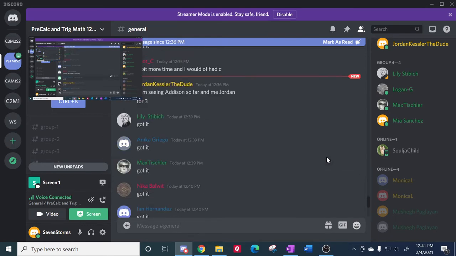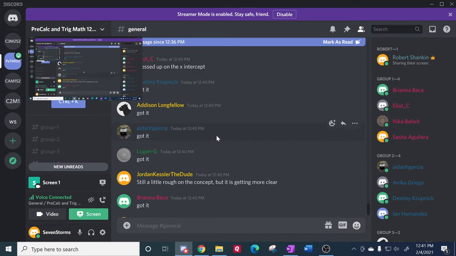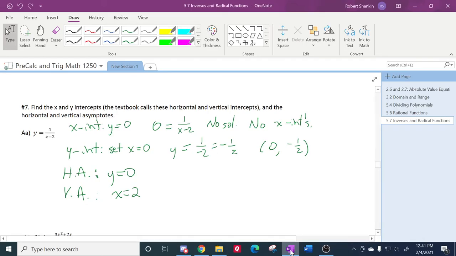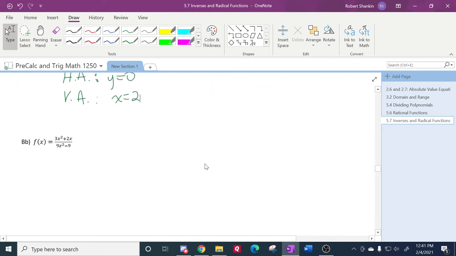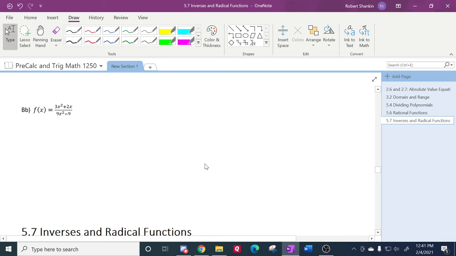Alright, well, let's go back to, do this again. The instructions are the same thing again. Get the x and y intercepts, horizontal and vertical asymptotes.